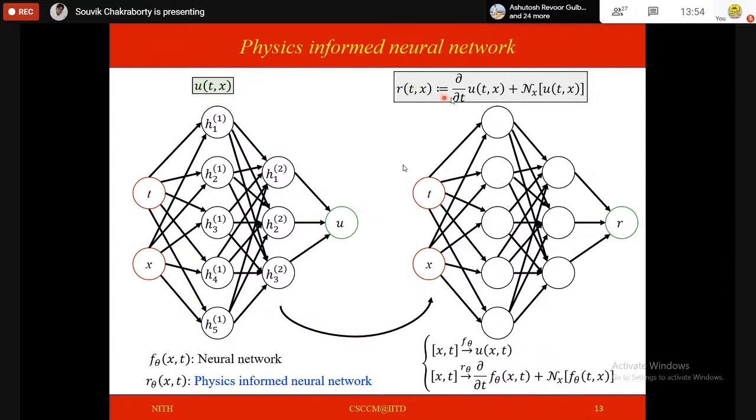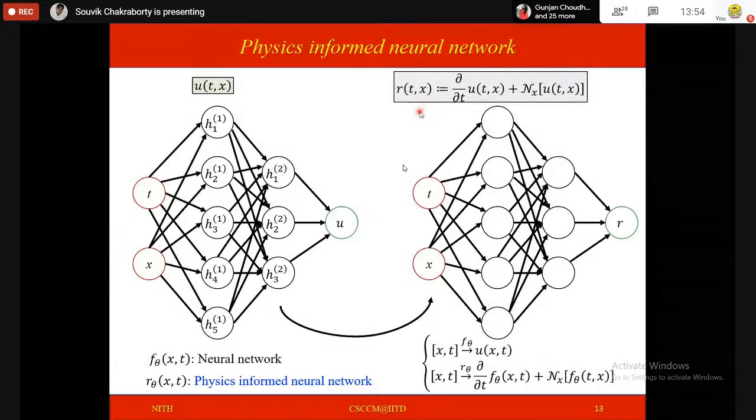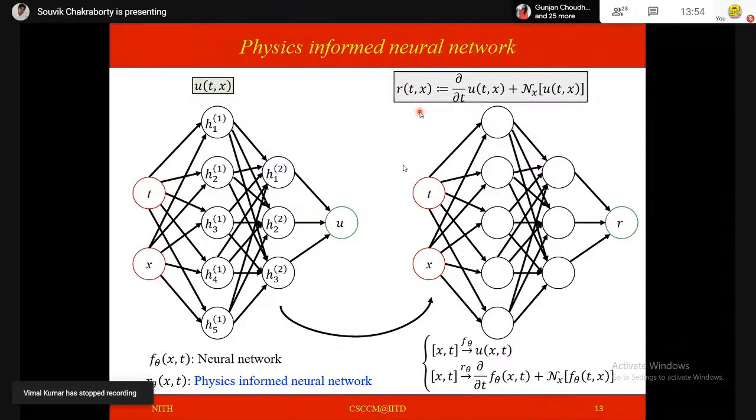If you are able to minimize or take this residual to 0, you have the exact solution. And if you cannot do that, you have the approximate solution. And this is what we do with the basis function as well. Now, if we are doing that, and if this idea was proposed in 1992, what was the challenge?